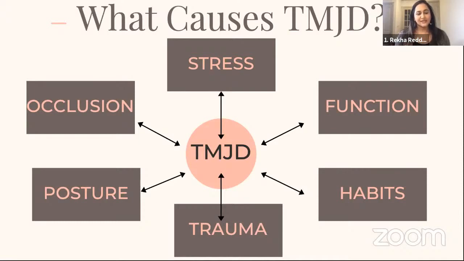Stress itself is not necessarily a cause of TMJ, but it correlates with it. So stress is causing the clenching and the grinding, which is probably also causing the TMJ. Or you're having inflammation from the stress response in your body. So all of that kind of goes together.